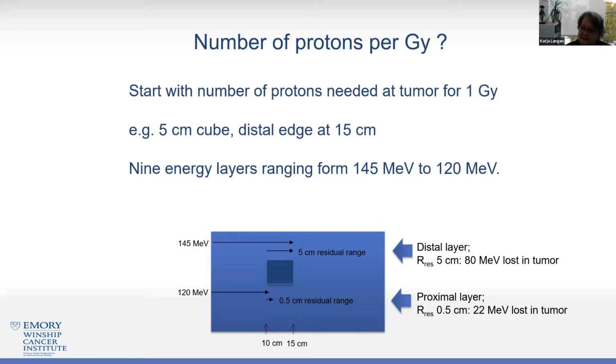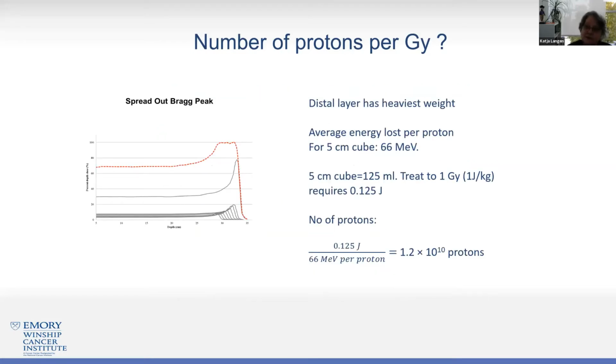If you then look at these layers, you can deduce how much energy each of these protons is losing in your cube. So for example, the distal layer, when it enters the cube, has a residual range of 5 cm. So it loses about 80 MeV in your tumor. For the proximal layer, they have a very short range, so they lose about 22 MeV in your tumor. If you know the distribution and the relative weights of your Bragg peaks, you can calculate the average energy that's lost per proton. For the 5 centimeter cube, that turns out to be about 66 MeV.